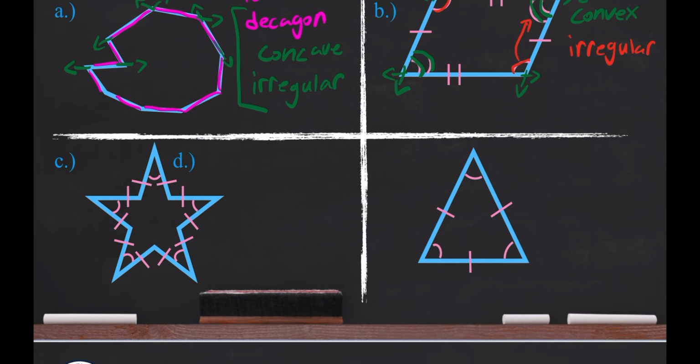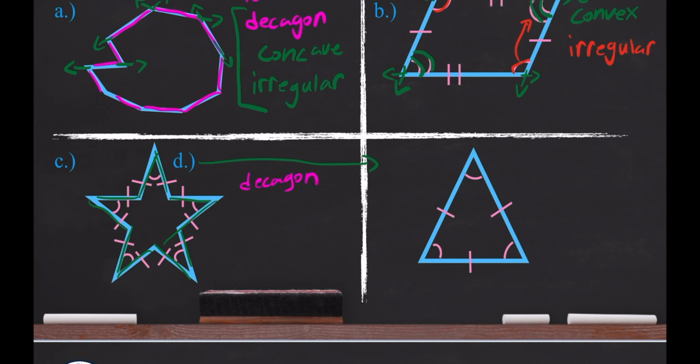Okay, part C. I don't know why D all of a sudden made it over there, but D is going to go with that one. Part C. Let's count the sides. We have 1, 2, 3, 4, 5, 6, 7, 8, 9, 10. Again, so this is a decagon.